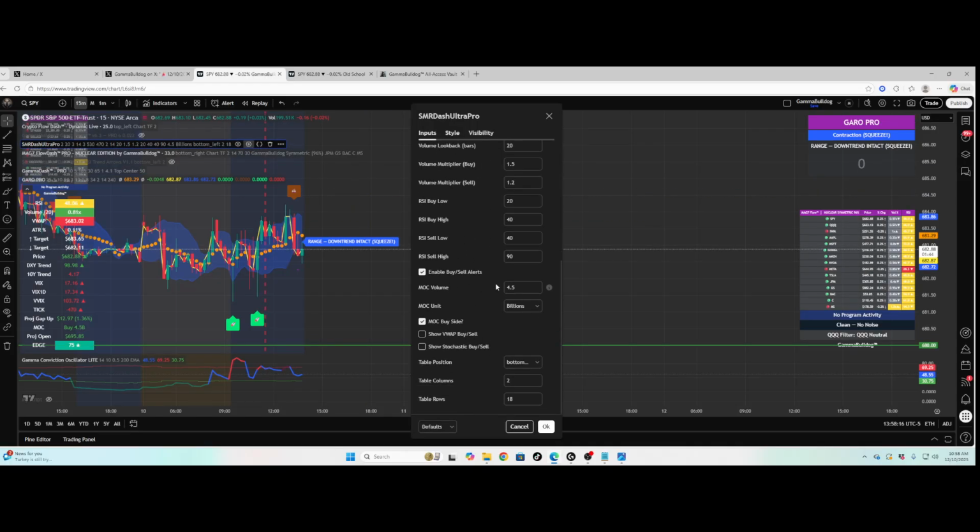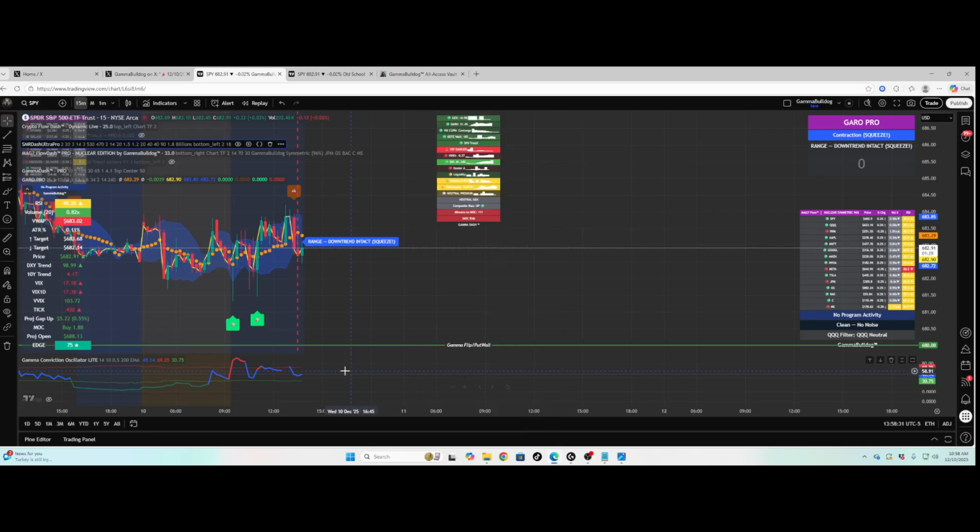What this does is we put in the mock. So let's say today's mock would be 1.8 billion to the buy side. If it's a sell side, you just uncheck that. So 1.8 billion. Okay. Focus your attention down here.